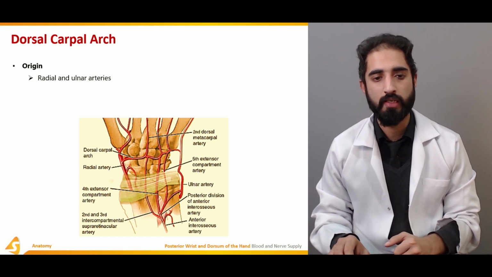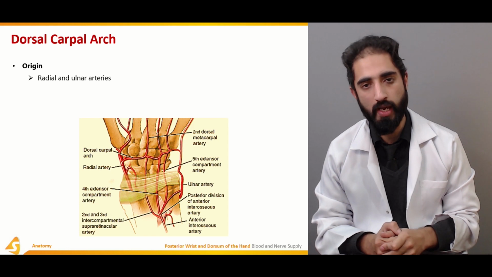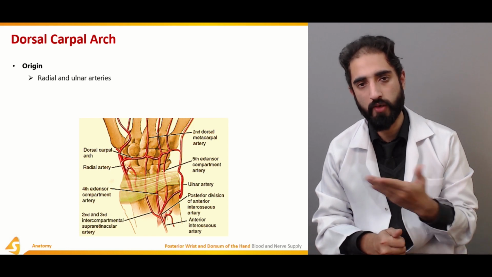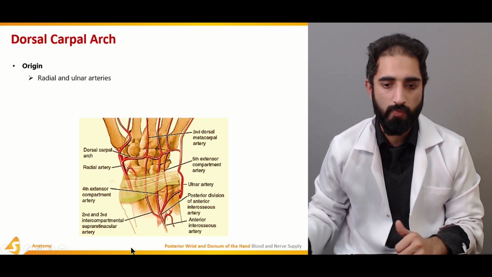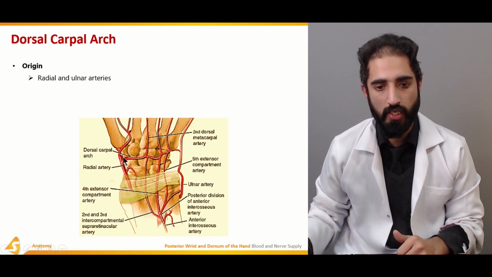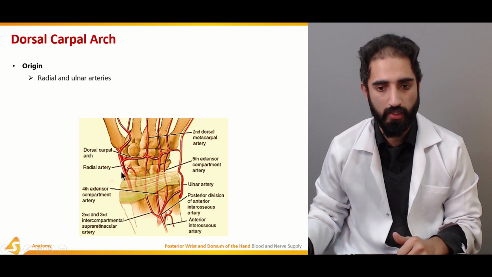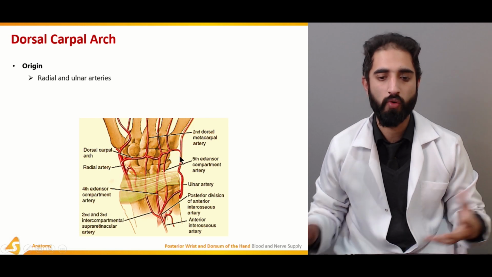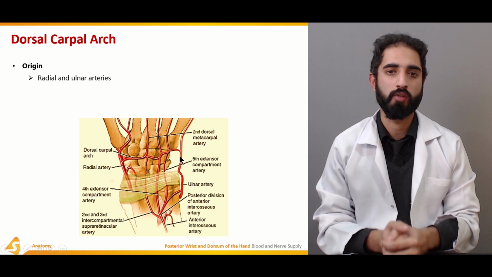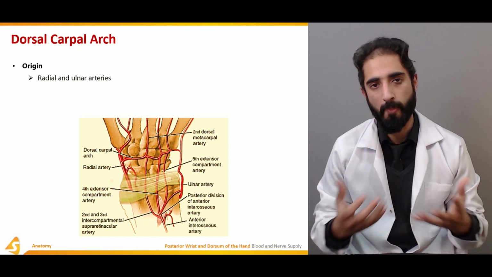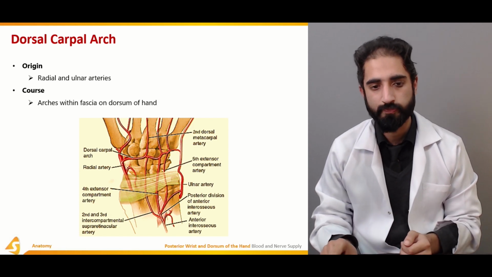Then we have the dorsal carpal arch, similar to the superficial and deep palmar arches on the palmar aspect, and its origin is by the radial and ulnar arteries, the radial artery from the lateral aspect and the ulnar artery from the medial aspect. As you can see here, the dorsal carpal arch is formed by the radial artery on the lateral aspect here, and here we have the ulnar artery, both giving off their branches to anastomose and make a dorsal carpal arch.